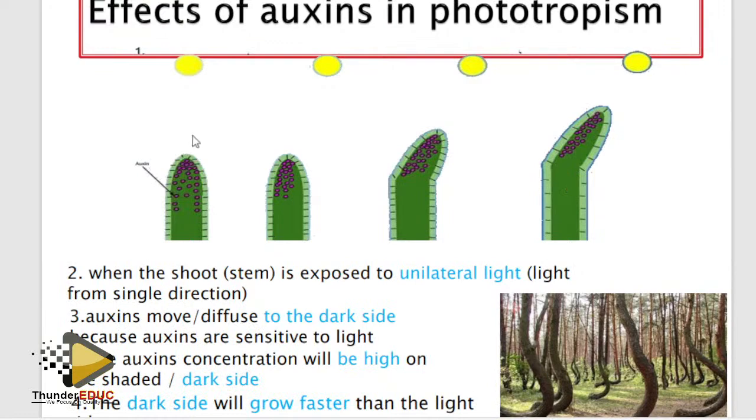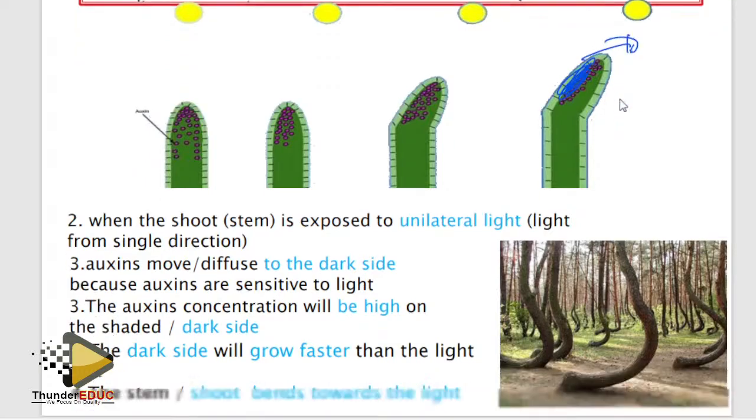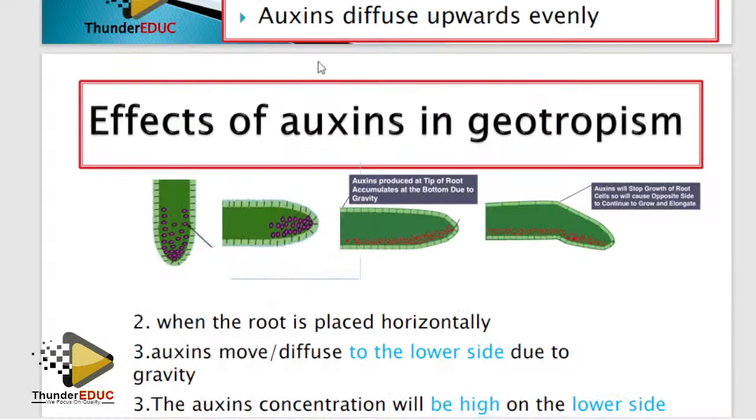What you need to know is that auxins are found at the tip. Auxin causes growth in a shoot. In a root, it limits. So where there is a high concentration of auxins, there will be faster growth in a shoot, while in roots, where there is a high concentration of auxin, there will be slow growth.